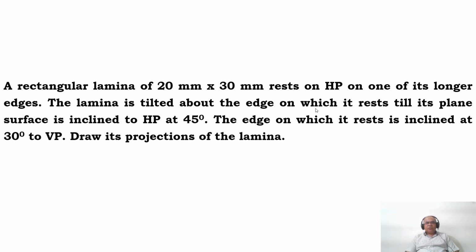The lamina is tilted about the edge on which it rests till its plane surface is inclined to HP at 45 degrees. Since the surface inclination is given with respect to HP, obviously we have to start the problem from HP. Where is HP? HP is below the XY line. So the image you get is the top view, and hence we need to start the problem from the top view. So how to start? Let us see now.